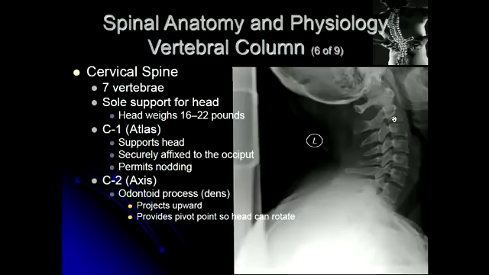The C2 is the other unusual bone in the body, and that's the axis. It has like a spike that sticks vertically, and that allows C1 to rotate onto C2. So C2 has the dens, which sticks up straight, and that sticks in between C1.